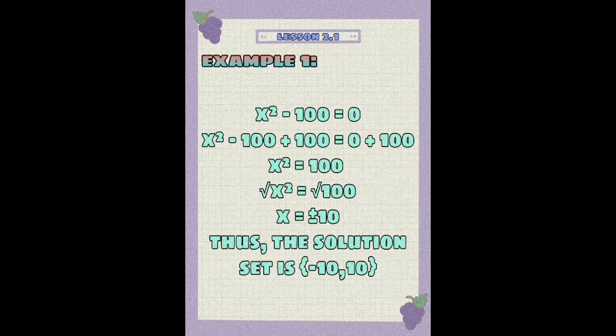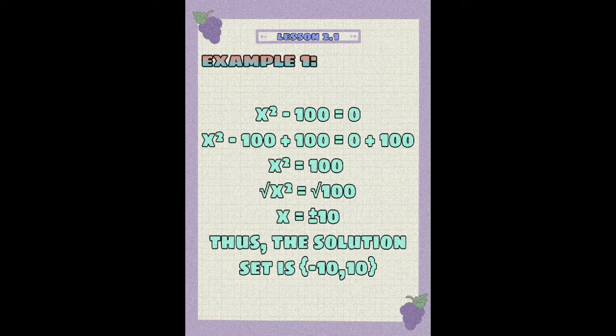Pag pinag-add mo si positive 100 at negative 100 ay magiging 0, kaya ang matitira ay x squared na lang. 0 plus 100 is equals to 100. So, x squared is equals to 100. Para matanggal si squared, need natin na mag-square root. So, square root of x squared is equals to plus or minus square root of 100.